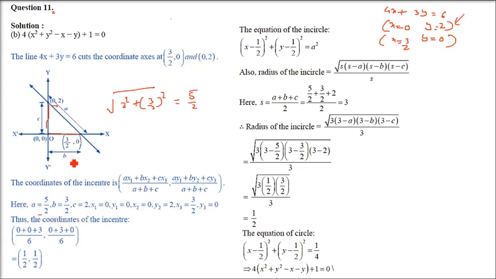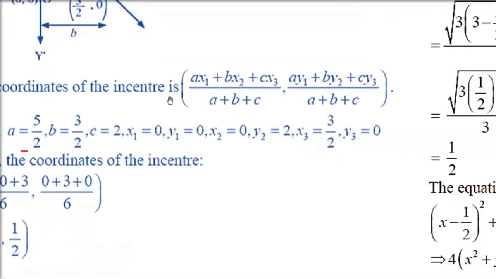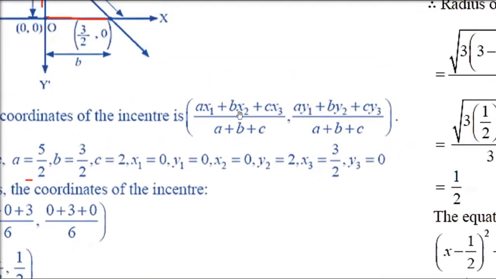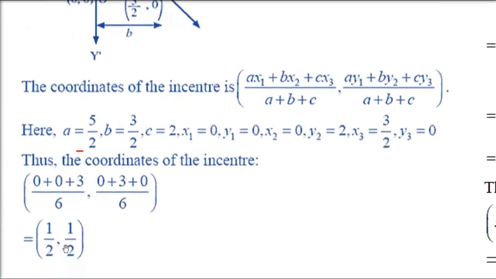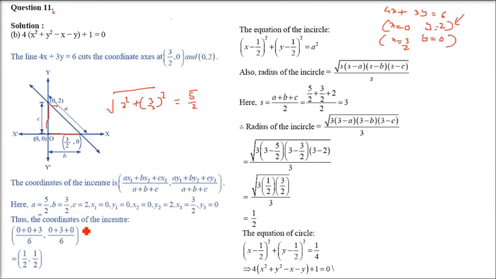So now the lengths of the sides are known and the vertices of this triangle are known. And what is the coordinate of the incenter? It is (a x1 plus b x2 plus c x3) by (a plus b plus c), and (a y1 plus b y2 plus c y3) by (a plus b plus c). Now just put these values, the center will be half and half. So this is the first thing, that is the incenter.